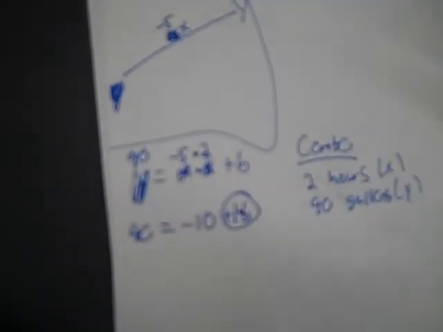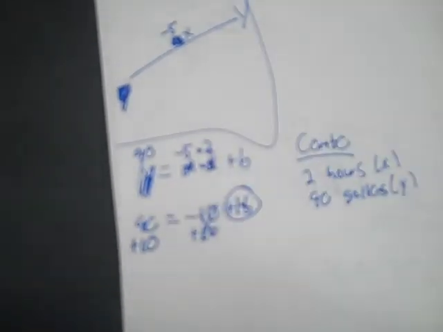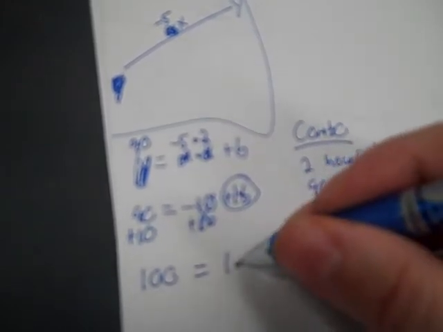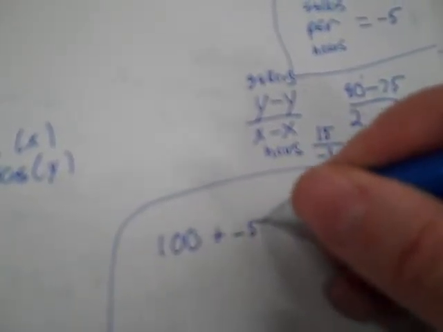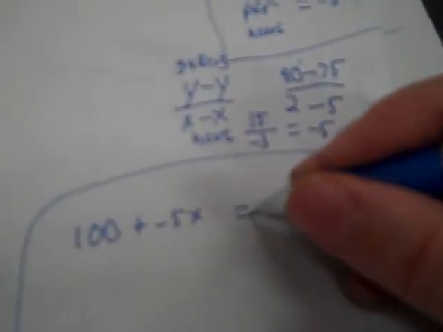Now I have a negative 10 I need to get rid of. Well, it's negative, so I would add 10. And 90 plus 10 is 100 equals 1 dot b, but if it's a dot with a 1, I can just ignore it. So I have 100. So now I can write my equation. 100 plus negative 5x equals y.